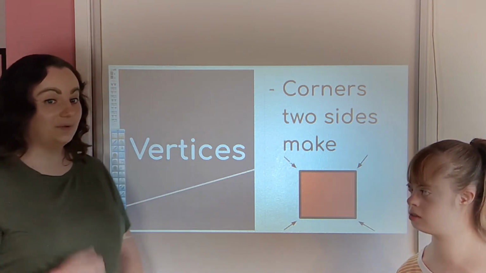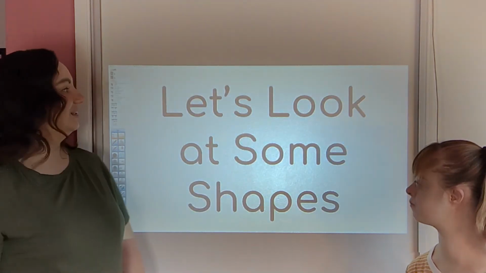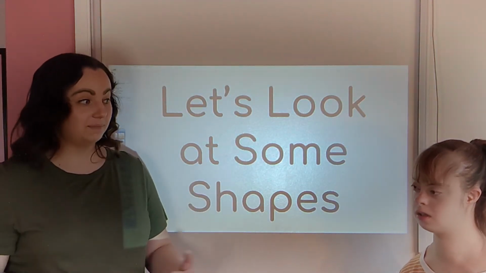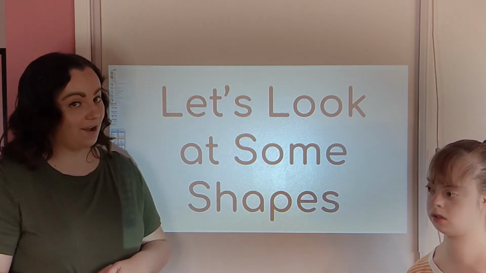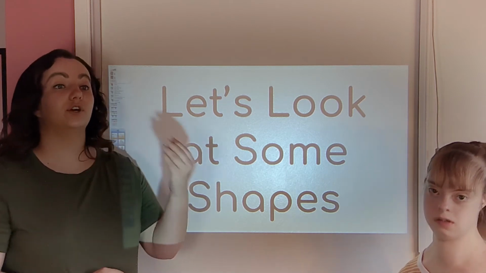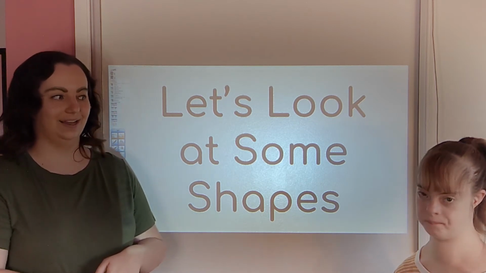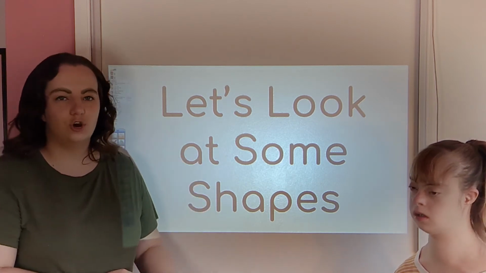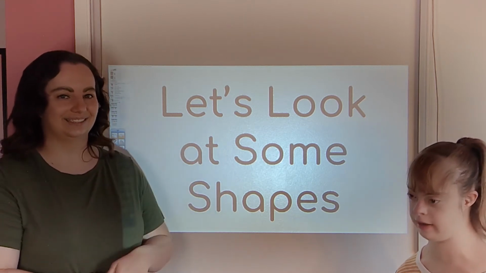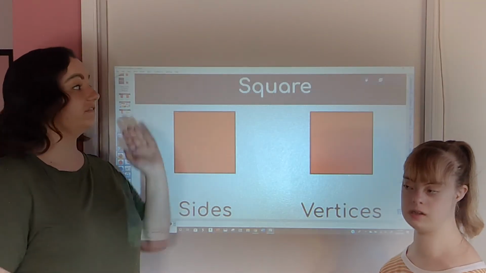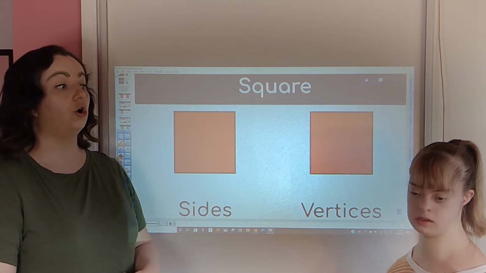Okay, let's get ready. We're going to look at some more shapes. We're going to count how many sides or straight lines they have. We're also going to count how many vertices, or corners where two sides meet. We're going to describe and get to know shapes again based on sides and vertices. Here is our first shape we're looking at. We're looking at a type of shape called square.